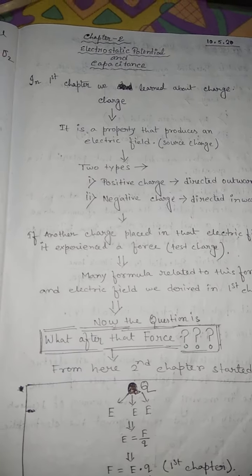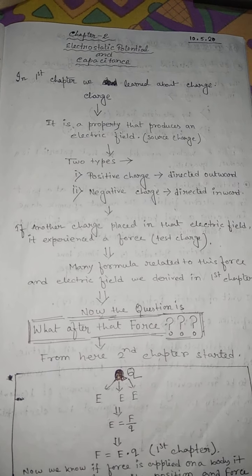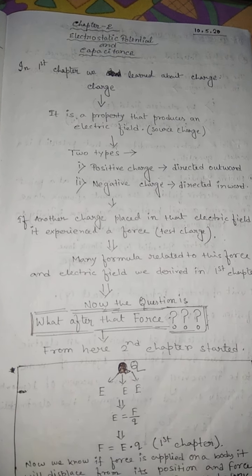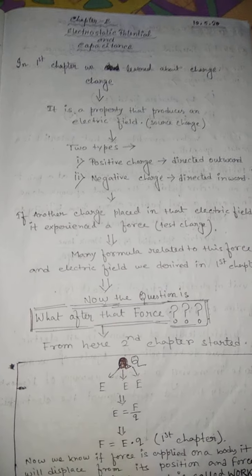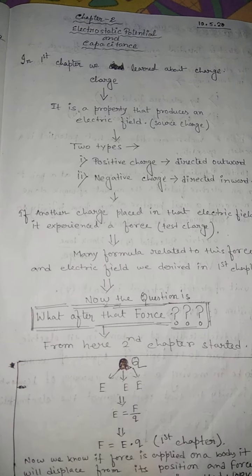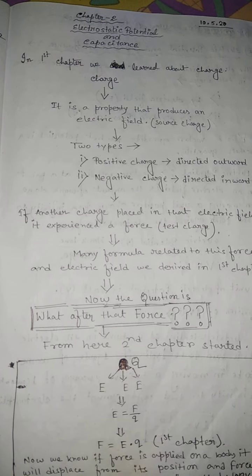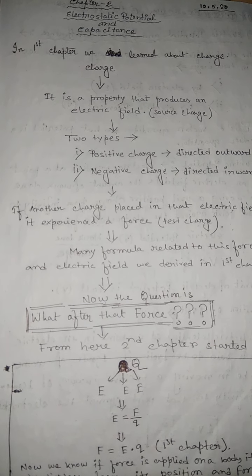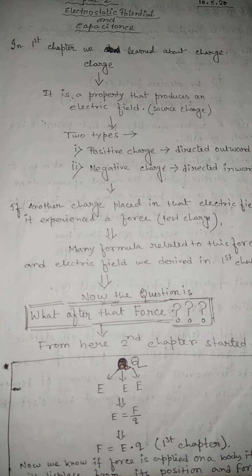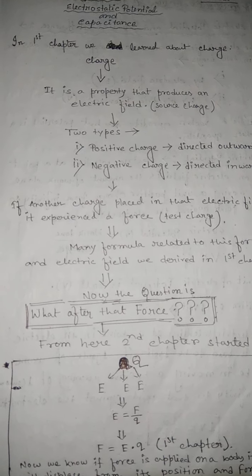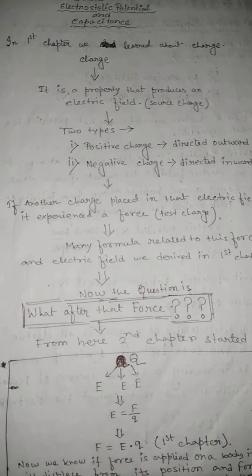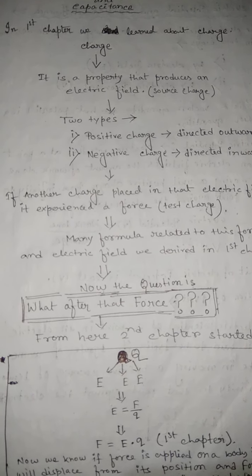Okay, so dear student, today we start the next chapter, chapter 2, electrostatic potential and capacitance. So first we recall what we learned in the last chapter. In the first chapter we learned mainly the concept of charge and the force between charges, and many formulas related to that force, electric field.